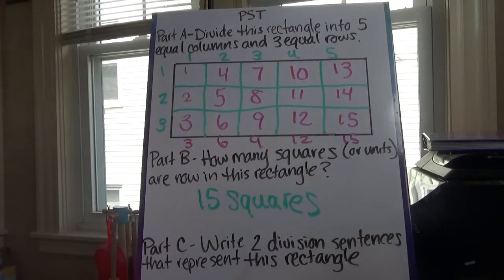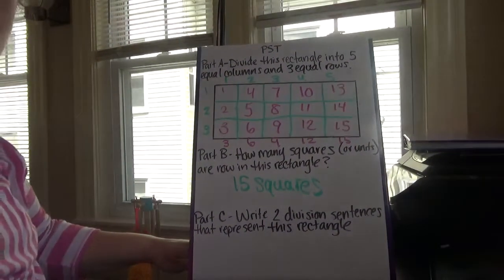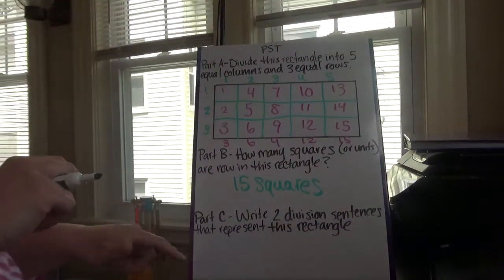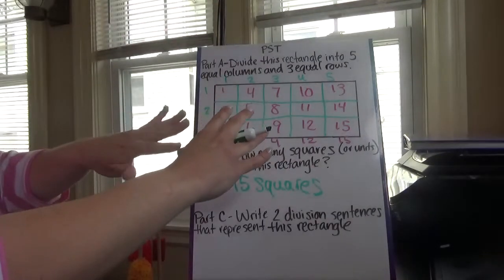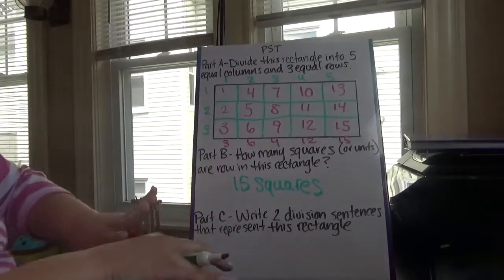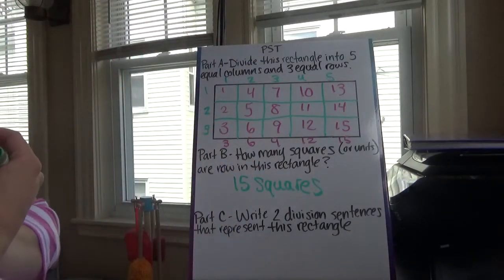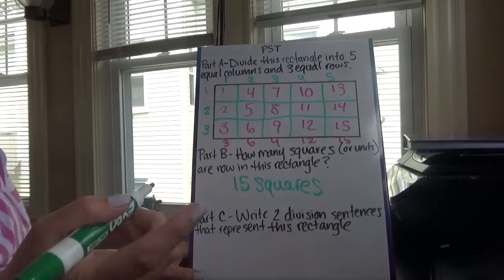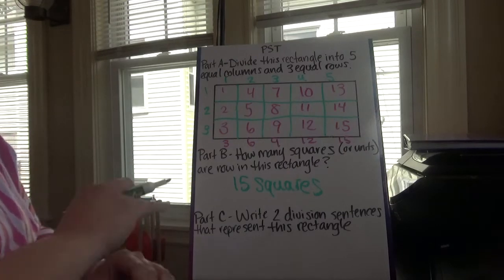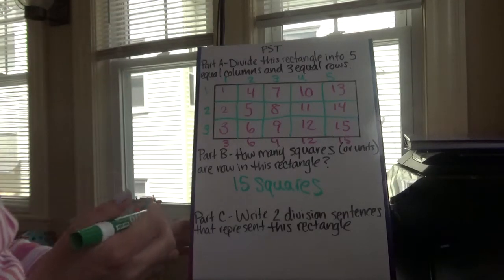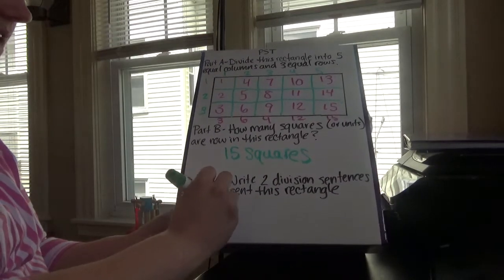Either is fine. Now I'm going to zoom out if I can a little bit, perfect, just to have a little bit more space for you guys. Now part C here is asking me to, now that I've partitioned my rectangle, now that I know the total number of squares, come up with 2 division number sentences that represent this rectangle. Well, when I'm doing division, I know I'm starting with a total and splitting them up into groups. So if 15 is my total, my number sentences should both start with 15.